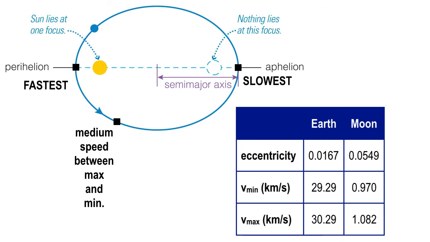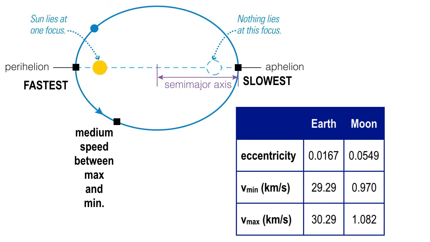So the first column of data there for the Earth, that's Earth orbiting the sun. Moon orbiting the Earth, that's the second column of data. It's still going pretty fast. We have a few airplanes that maybe get that fast. But you can see that its minimum speed is 0.97 kilometers per second and maximum 1.082 kilometers per second.